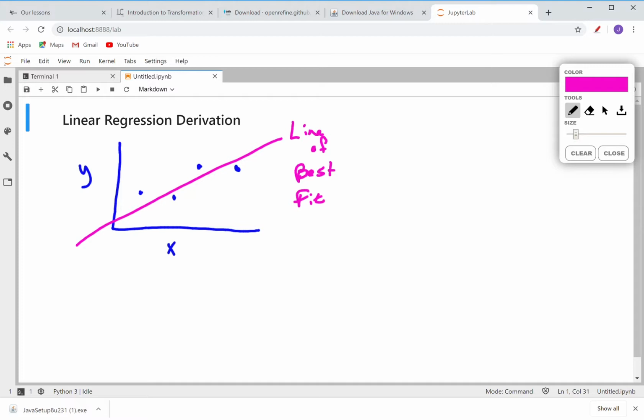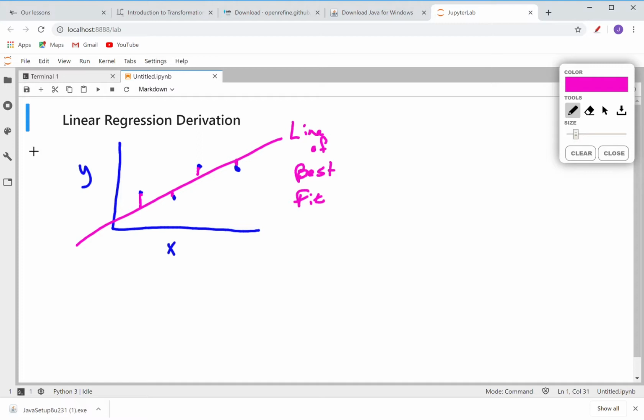This guy is the line of best fit. But why is it the best? The reason we said this would be the best is that our criteria for bestness here is if it minimized these distances between it and the actual data.